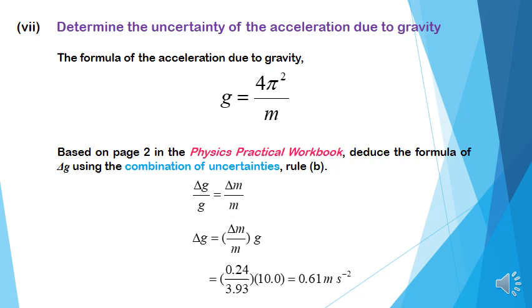Roman 7. Determine the uncertainty of the acceleration due to gravity. The formula of the acceleration due to gravity is given by 4 pi squared over m. Based on page 2 in the Physics Practical Workbook, deduce the formula of del G using the combination of uncertainties Rule B. Therefore, the del G obtained is del M over M multiplied with the acceleration due to gravity G. Then substitute the values of del M, M, and G into this formula. As a result, the del G obtained is 0.61 meter per second squared.